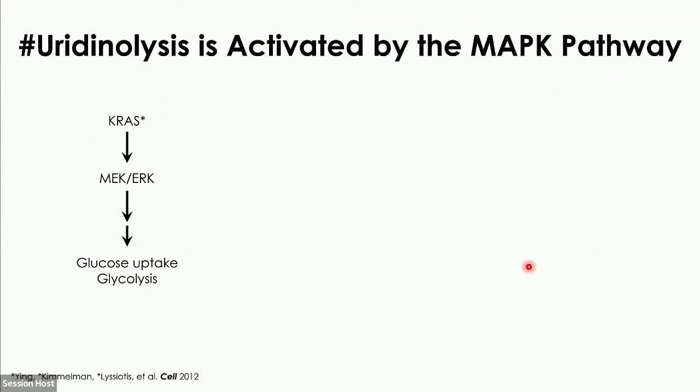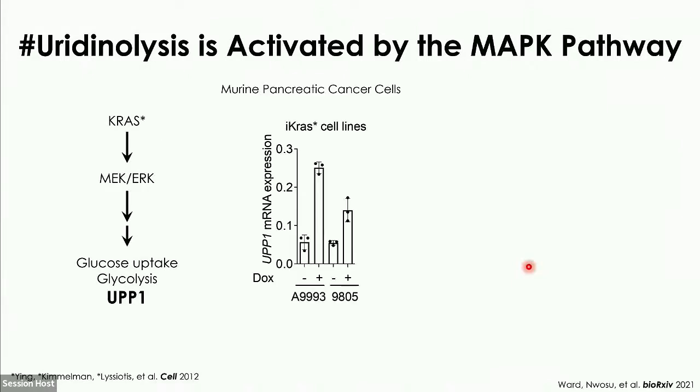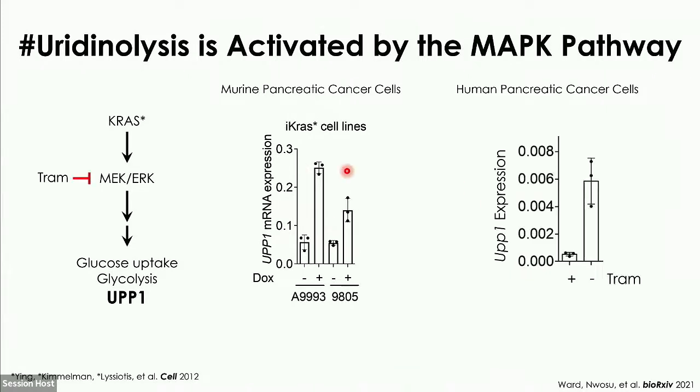Next, we looked into the regulation of this uridine UPP1 axis. As a postdoc, Hao Chung Alec and I found that mutant KRAS drives anabolic glucose metabolism through the MAP kinase pathway. Similarly, we found that KRAS-mediated MAPK signaling also drives UPP1 expression in both mouse and human models.